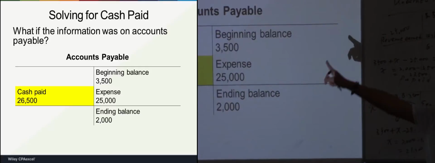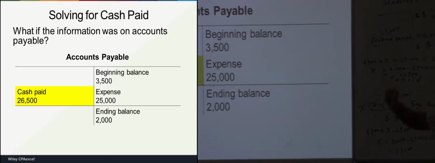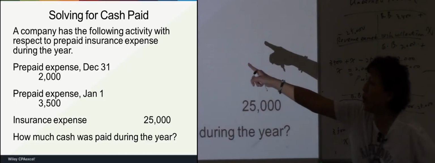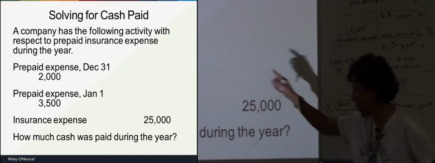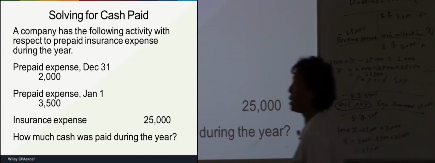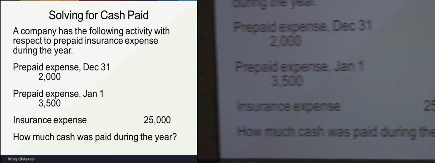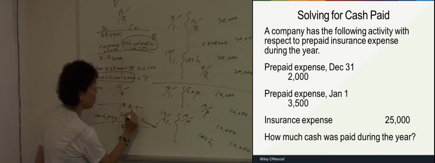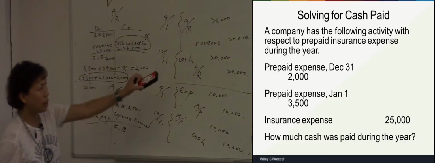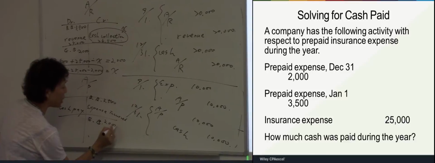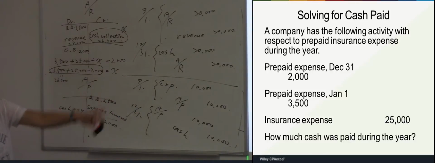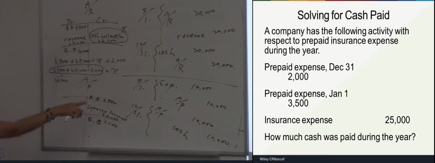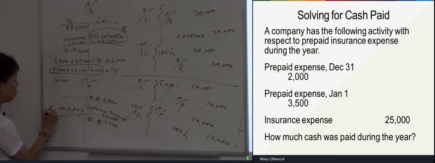Okay, what if the information was on accounts payable? If you are given the same information, but the question changes prepaid expense to accounts payable, then we should apply this T account. Beginning is 3,500. We put it on the right side. Ending 2,000. We also put it on the right side. Expense is 25,000, so we put it on the right side. How much cash was paid? We don't know, so we assume it was X.